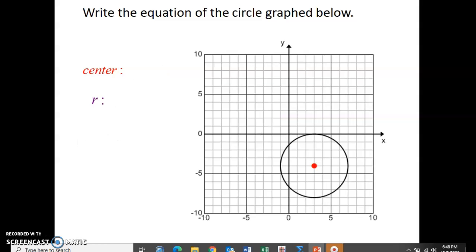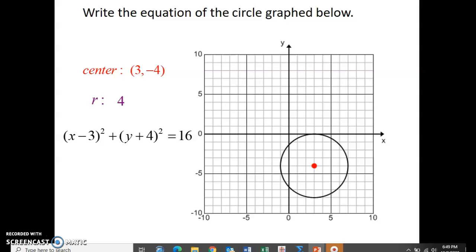Okay, I think this is the last one. Here the center is going to be 3 comma negative 4. The radius is 4. Now we put those values into the circle equation. So you'll have (x minus 3) quantity squared plus (y plus 4) quantity squared equals 4 squared, which is 16. And that's it. So that is circles.